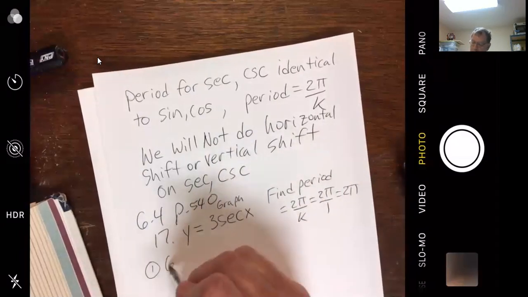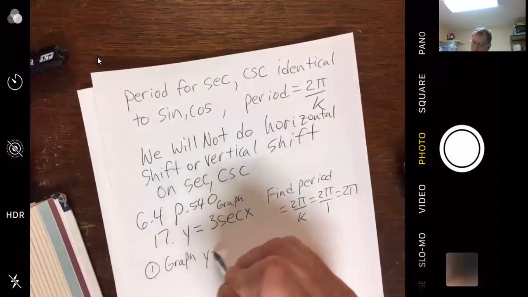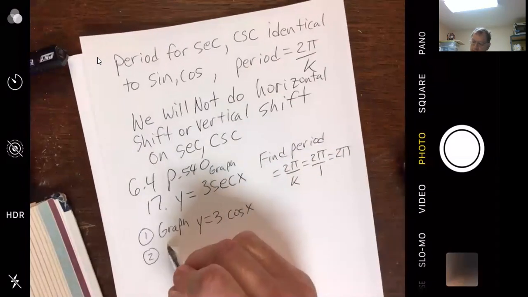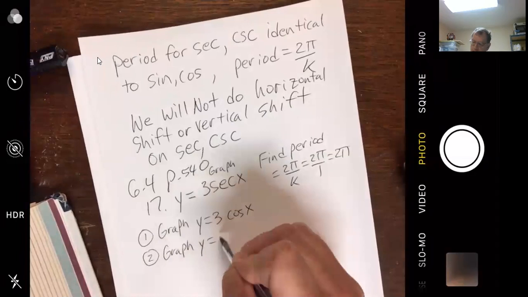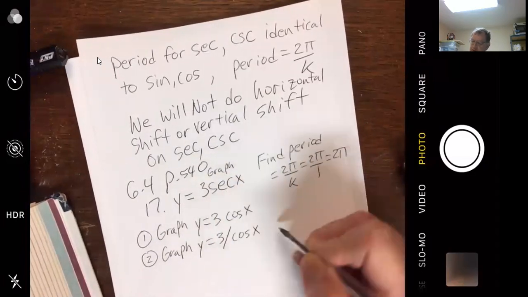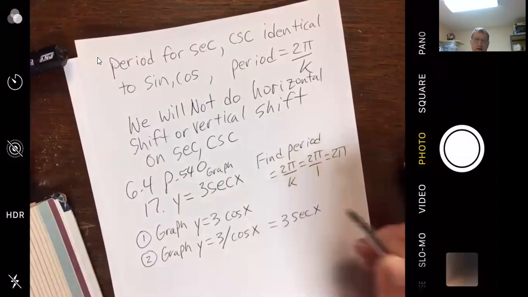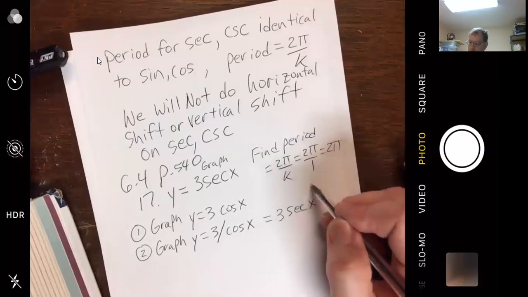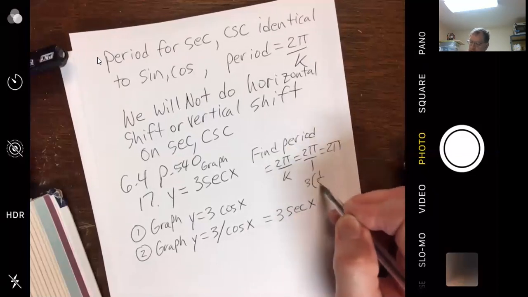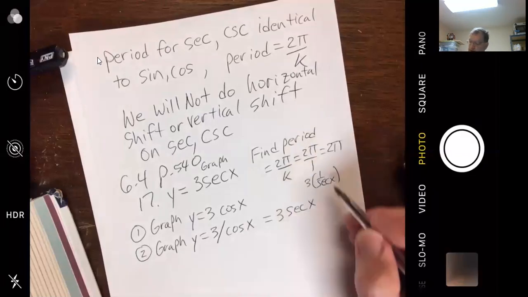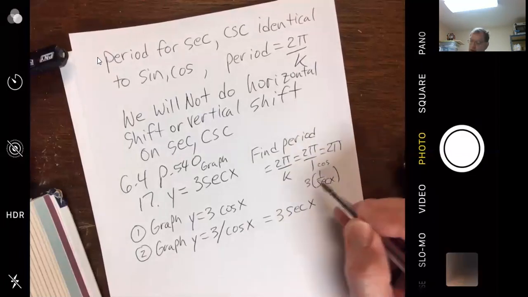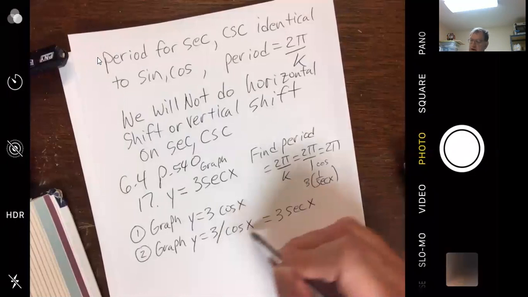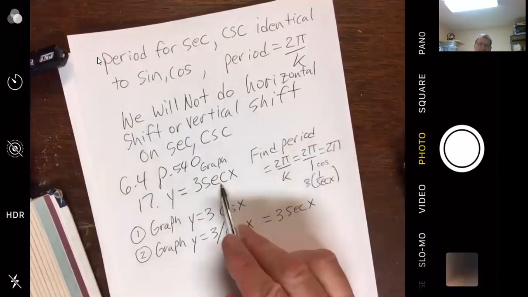So number 1, we're going to graph y equals 3 cosine x. And then number 2, we're going to graph 3 divided by cosine x. This is equal to your 3 secant. The cosine is 1 over secant, so taking 3 times 1 over secant, you can multiply the 3 and the 1, getting 3 over cosine. In effect, you graph 3 secant.